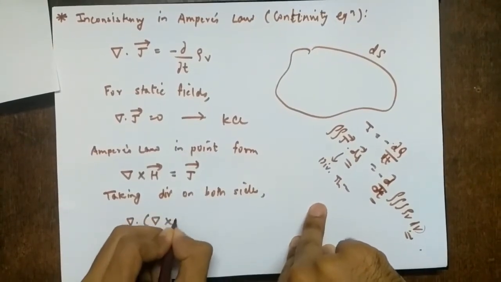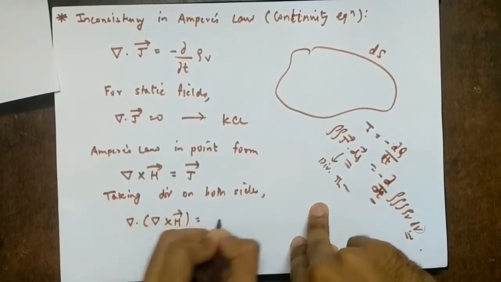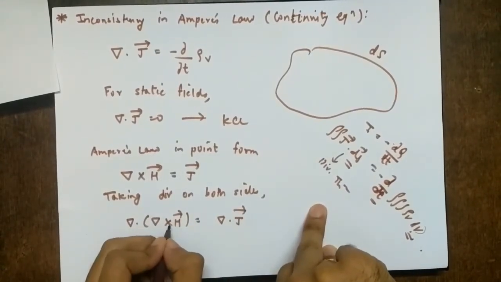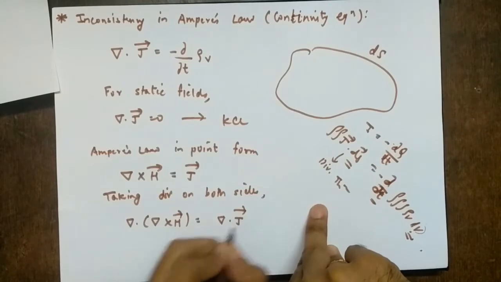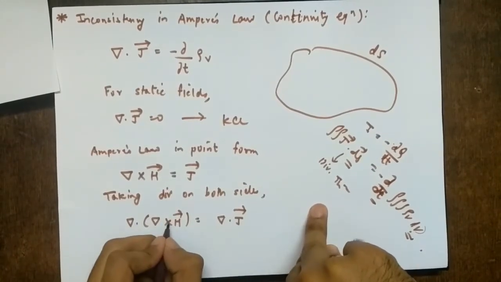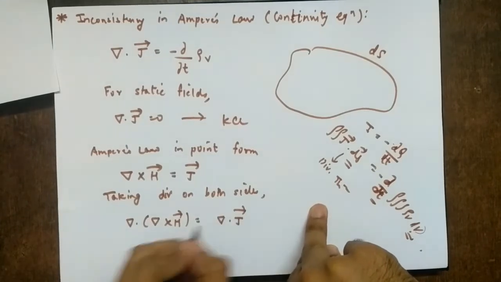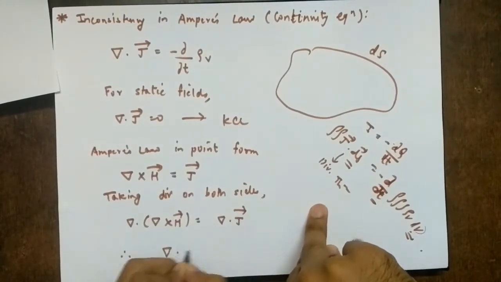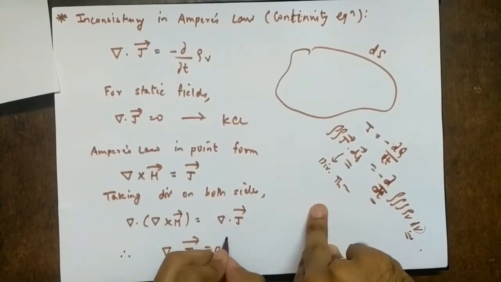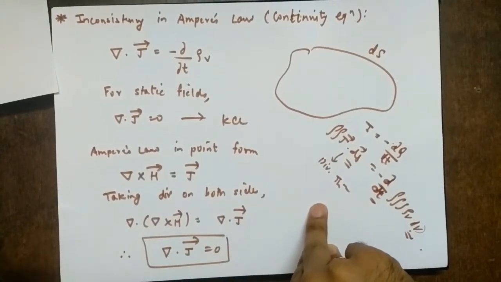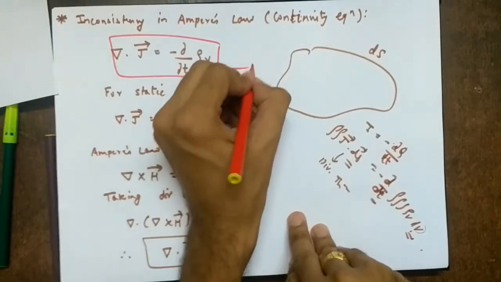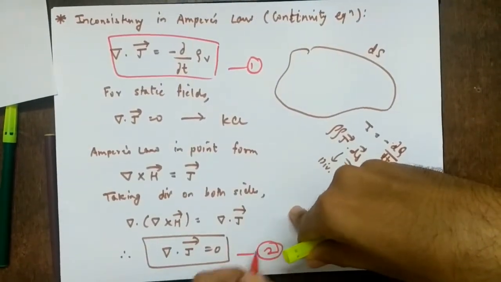What we get: del dot del cross H vector equal to del dot J vector. So divergence of a curl equals divergence of J vector. Now it is a standard mathematical identity that divergence of a curl is always 0. So I can say del dot J vector is 0. So therefore del dot J vector equal to 0. Let's say this is equation number 1 and this is equation number 2.